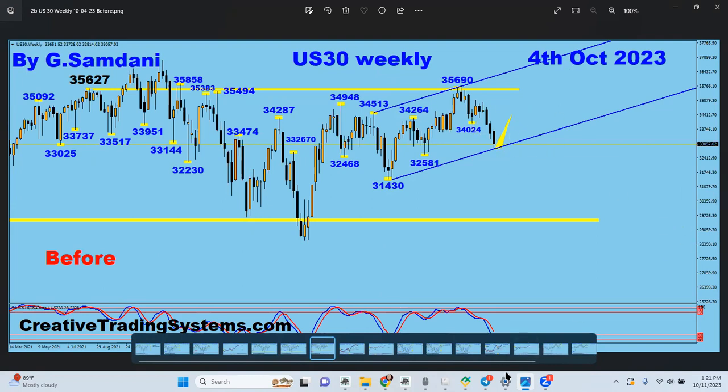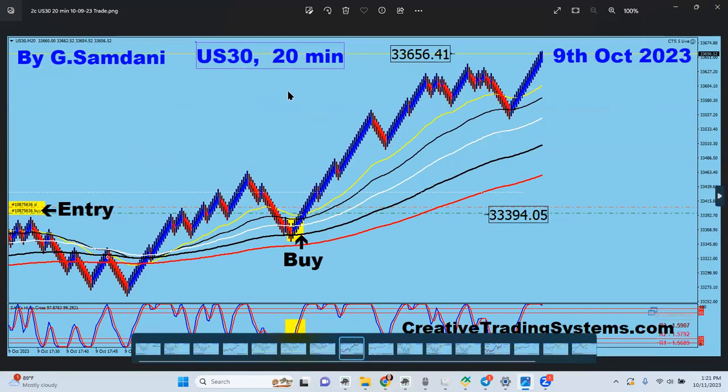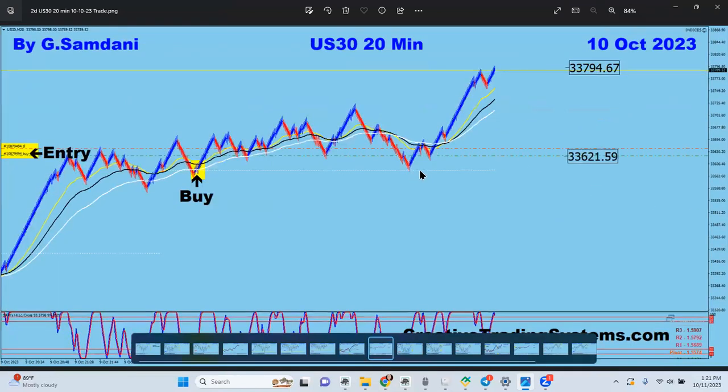I don't think I have a chart here, but I have the trade so far going to the upside since 4th October. Let me show you this one. You see that US30? This is 20-minute. Beautiful entry all the way from 33,394 to 33,656 on October 9. And also yesterday, right here, from 33,621 to 33,794. So this thing is also keeping going to the upside, right?